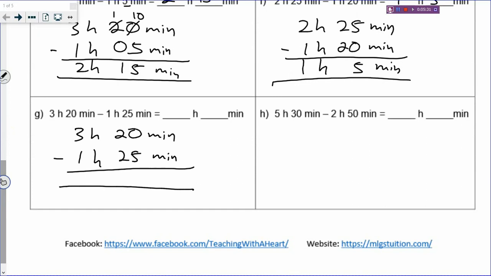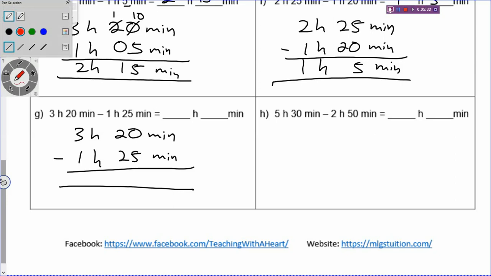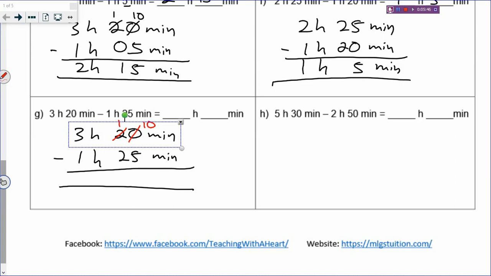And the common mistake that students will make is this. I'm going to show you the wrong way of doing it, and you don't do the wrong way. So you borrow as usual. You borrow and then you lend. So this is 1. And then you realize that 1 cannot minus 2, and then you borrow from the hour. And immediately when you do that, that is wrong already.